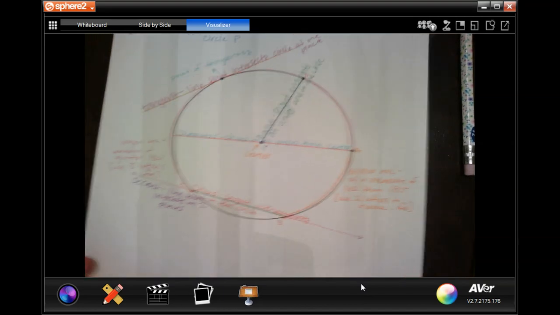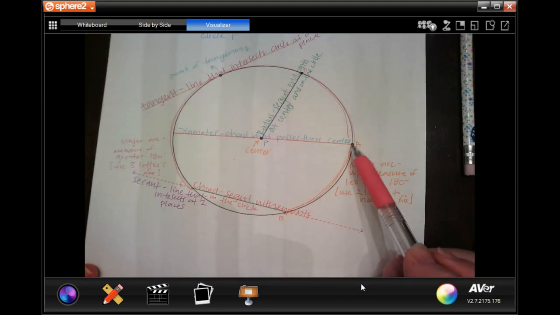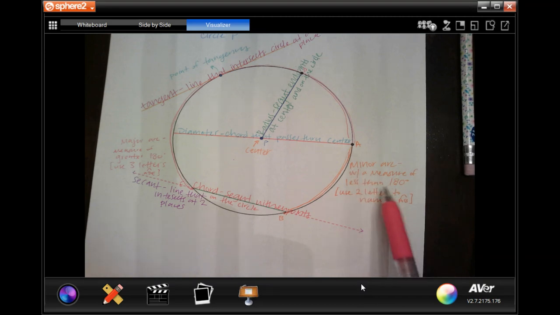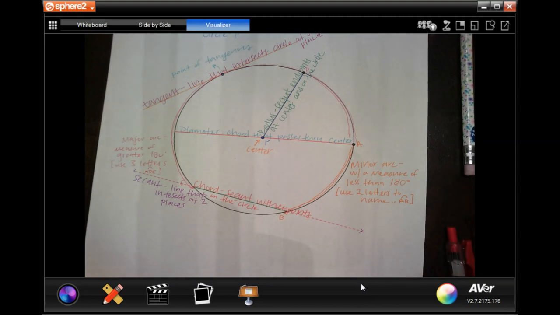Another thing when you're naming, just like when we're naming lines, when we're naming our arcs, for the minor arcs, you're going to use just the 2 letters that are the ending. You're looking for what are the endpoints of the arc. And those have to be your last 2 letters you're using to name it.